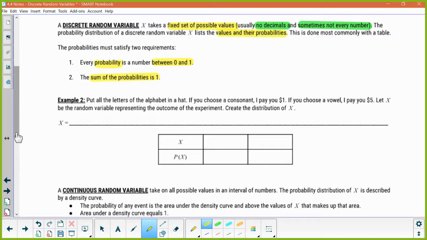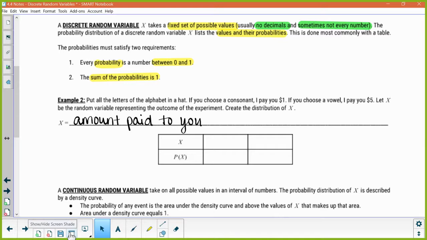We need to make sure that we're working in the same realm and we're looking at the same thing. So for this one, we want X to be the amount paid to you. Now, here you didn't pay anything to play, so we're not going to take into consideration what is actual profit. I'm just giving you $1 or $5 and hoping that you remember what a consonant is and what a vowel is. We're not going to consider Y in this instance. Our vowels are going to be A, E, I, O, U.